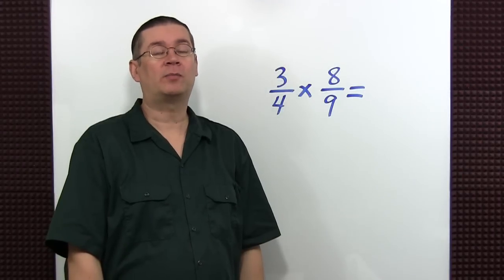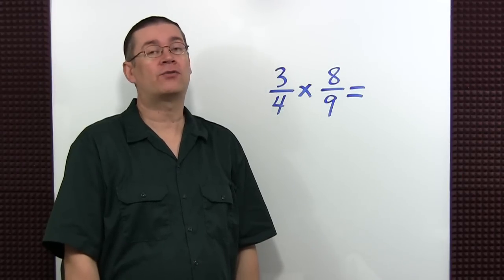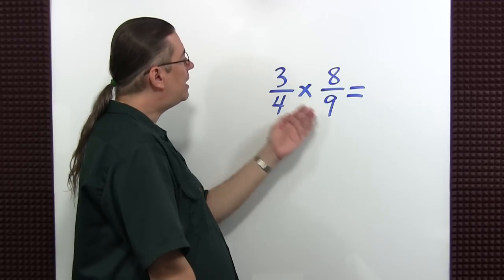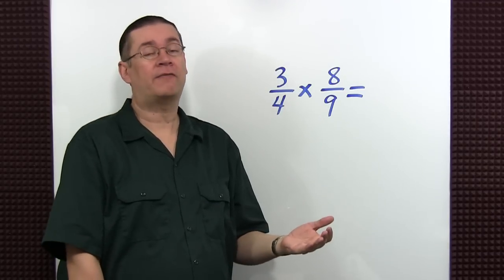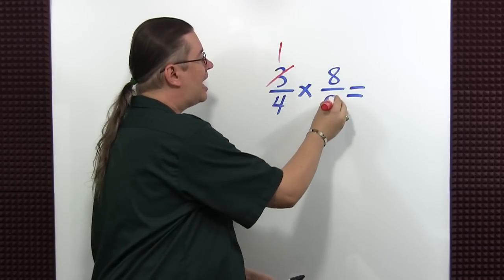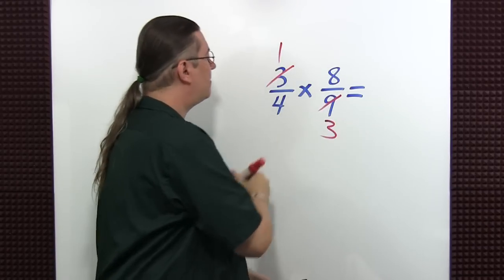The easiest way to multiply fractions is to first try to cross-cancel terms. For example, 3 and 9 have a common factor of 3. 3 divided by 3 is 1. 9 divided by 3 is 3.